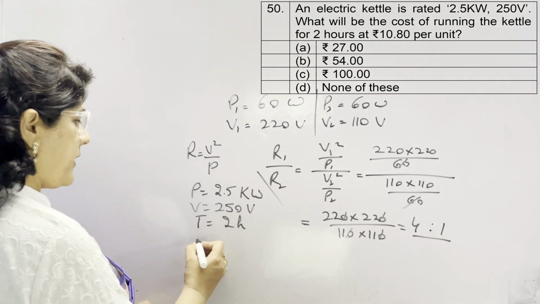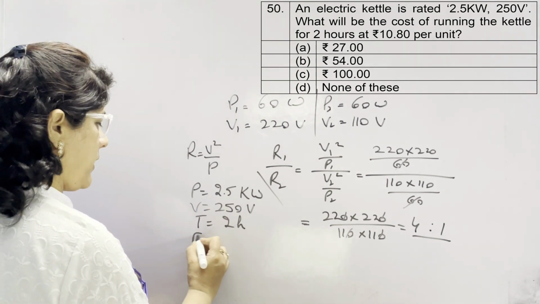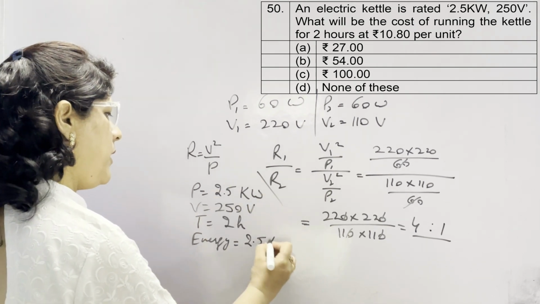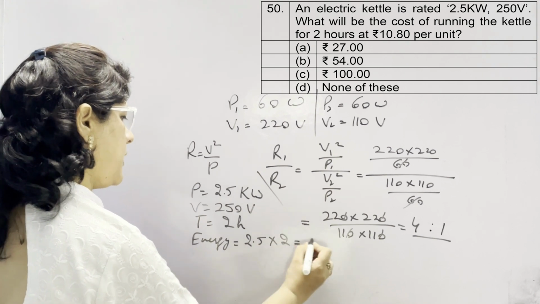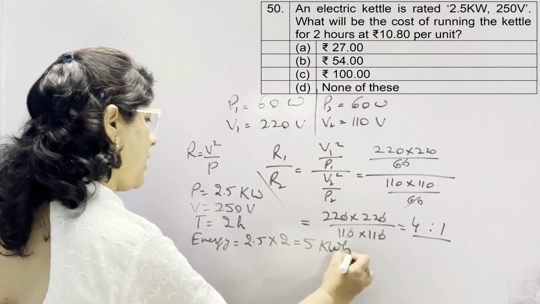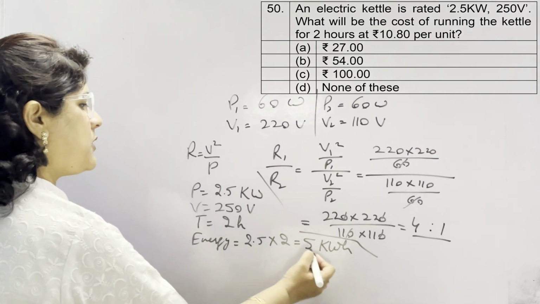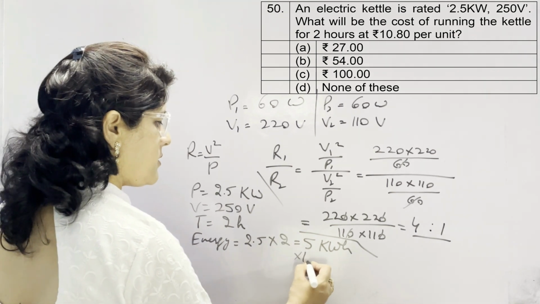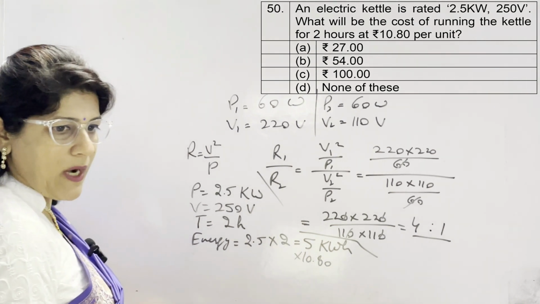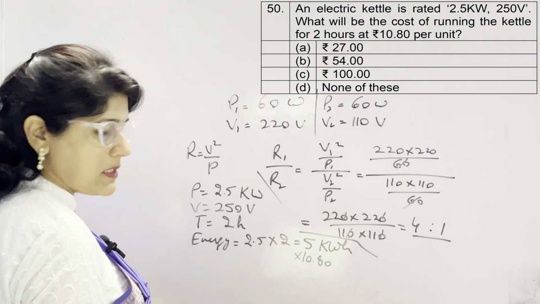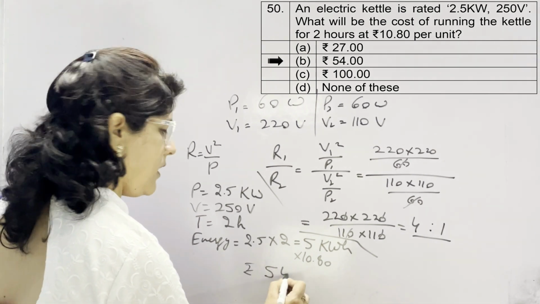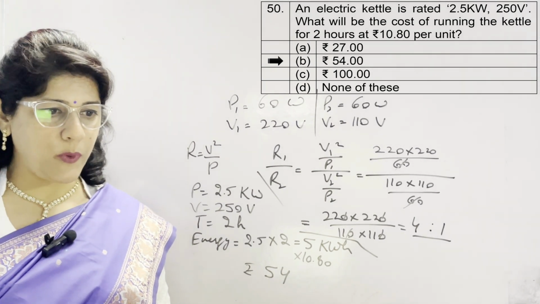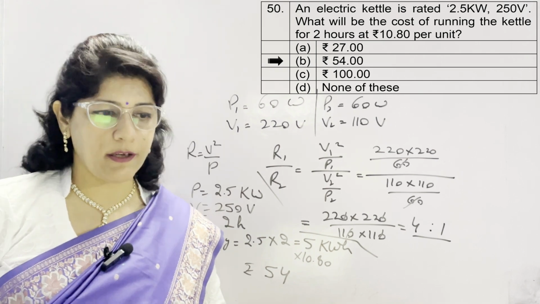So अभी हमने कैलकुलेट किया था, ऐसे केसेस में हमने एनर्जी कैलकुलेट करनी है किलोवाट आवर में. ऑलरेडी किलोवाट में दिया है 2.5 kilowatt multiplied by 2 hours. It means 5 kilowatt hour. This is the unit of electrical energy. Now what is the cost of 1 unit? It is 10.80. Now 5 multiplied by 10.80, our correct answer is rupees 54. Our correct option is B, rupees 54. Other options are 27 and 100 rupees, and none of these which are incorrect.